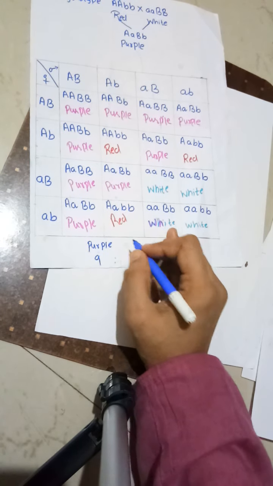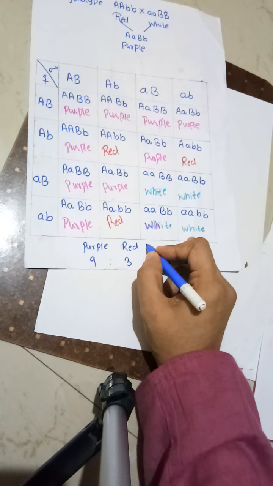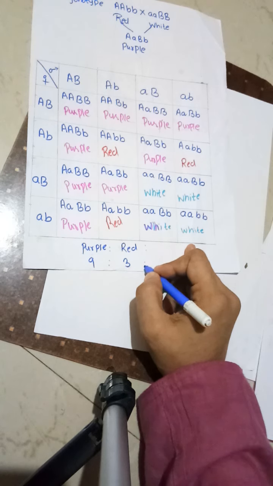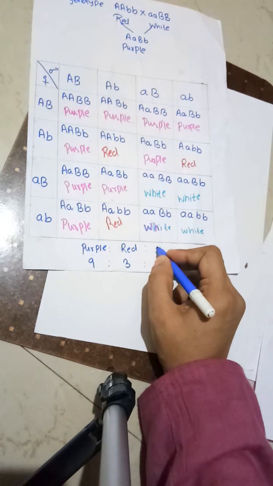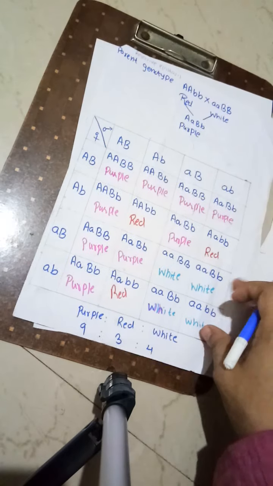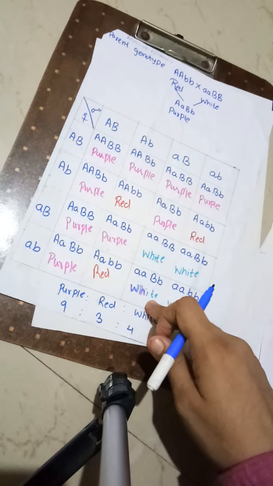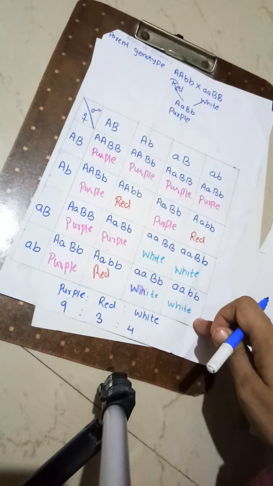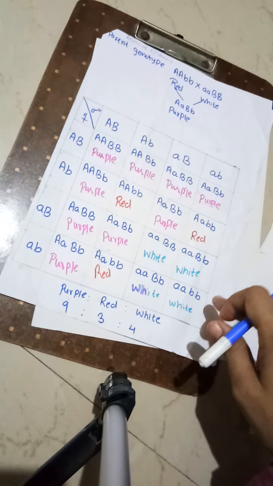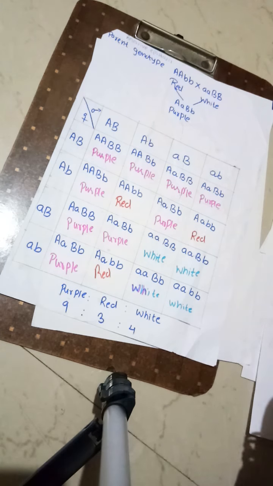Then red 3 and 4 white. Understood? Now here the count of the recessive is more, so for that particular reason this type of interaction is called the recessive epistasis. In the next lecture we will all be learning about the double dominant and the double recessive epistasis.